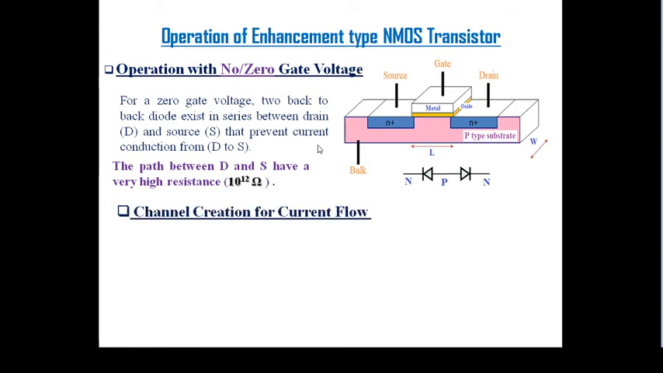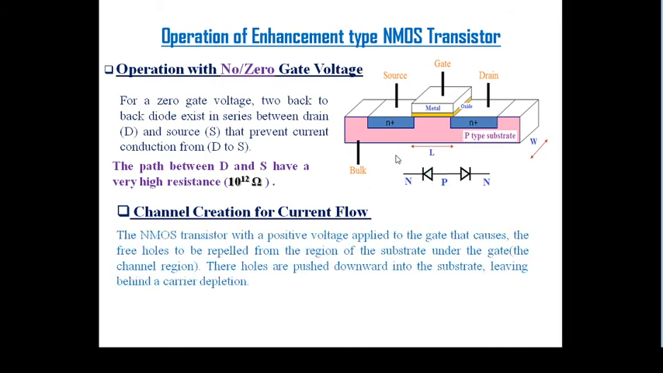Okay, now we have to think about the channel creation, how the channel forms and how the current flows from the drain to the source region. So just think of the NMOS with a positive voltage. When we give a positive gate-to-source voltage, VGS, what will this positive voltage do?